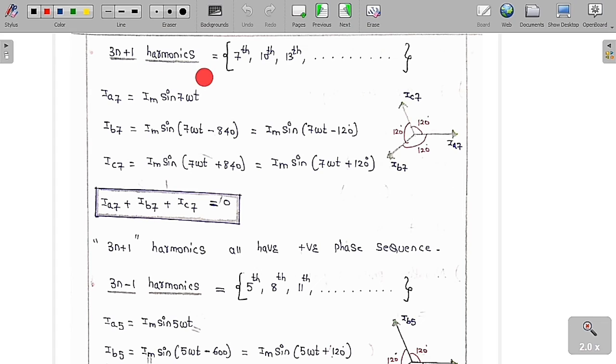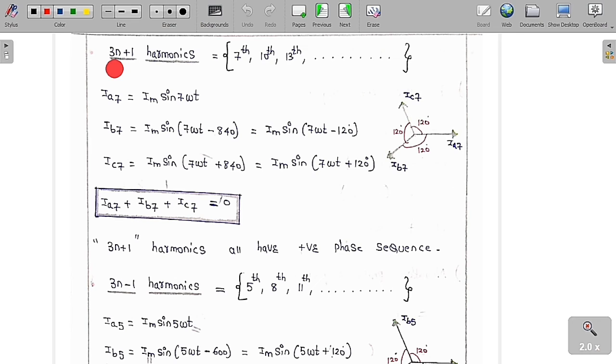So now we are going to see the 3n plus 1 harmonics. We are going to consider only the odd harmonics, not the even harmonics, in all the cases. So if you substitute n is equal to 1, we are going to get 4. We are going to neglect it.